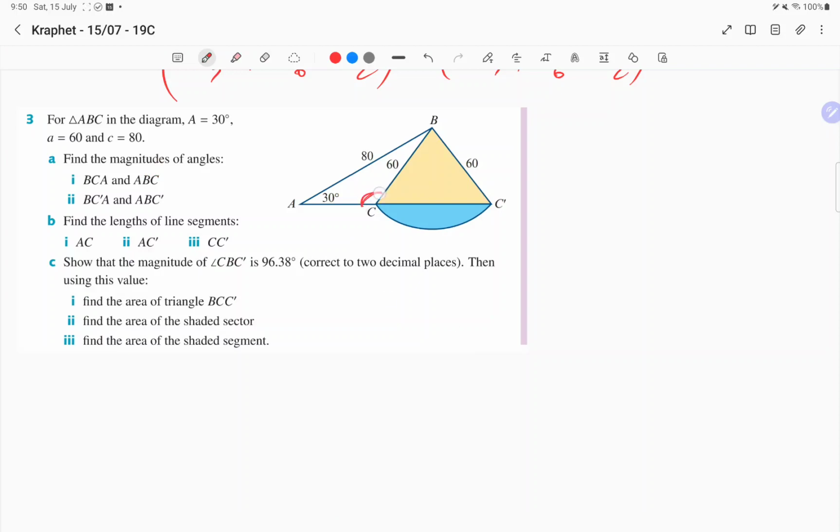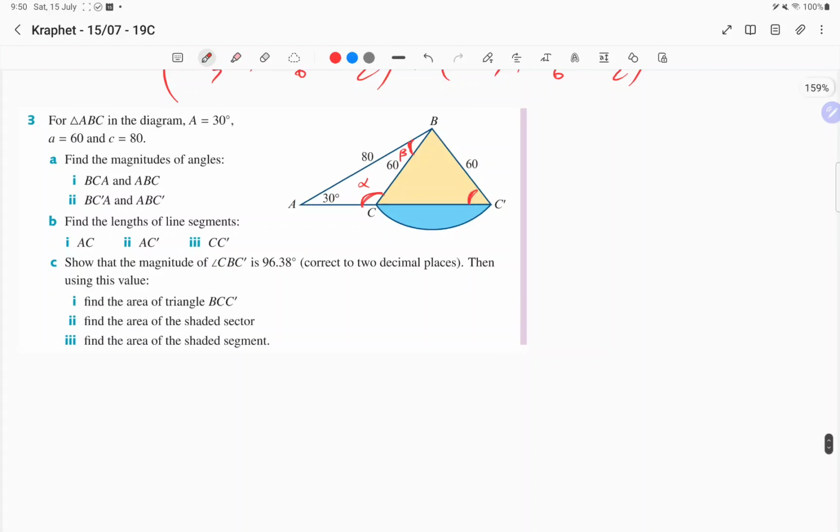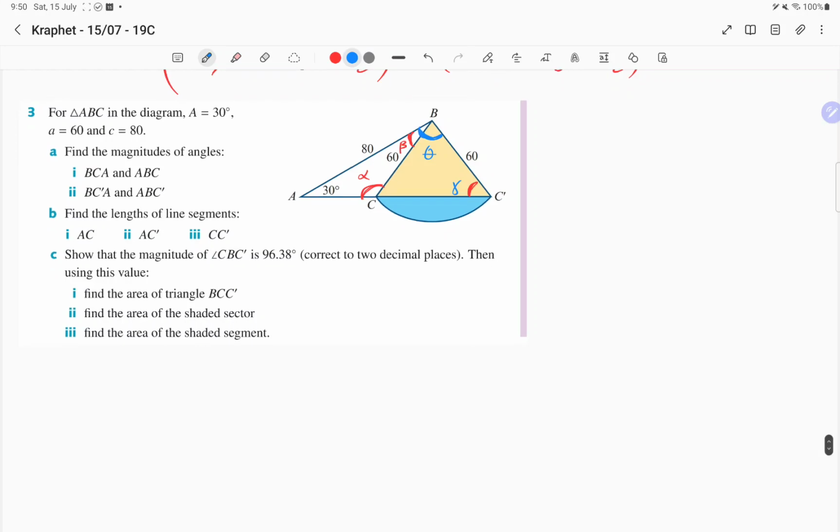So BCA is this one. Let's call that alpha. And then ABC, let's call that beta. Then we need to find the other angles, BC dash A, which is this one here, and ABC dash. So we need to mark another one here. Maybe I'll just use the names of these angles, or you can call this one alpha and this one gamma if you really want to name all the angles they're asking. There will be more angles later, but we're running out of letters, so we'll stop there.